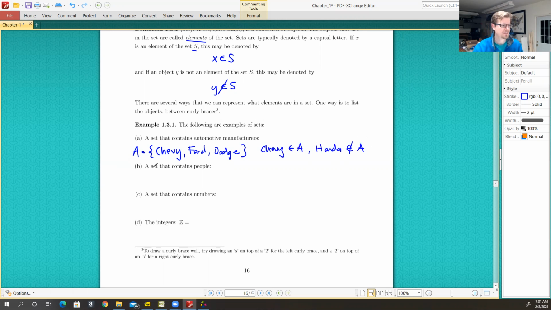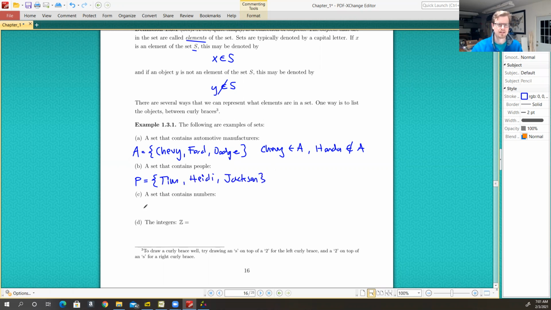Let's consider a set that contains people. So P for people. So A is this set. It can be referred to as A. P is our next set. And let's go with my family. So me, my wife, and my son. Excellent.